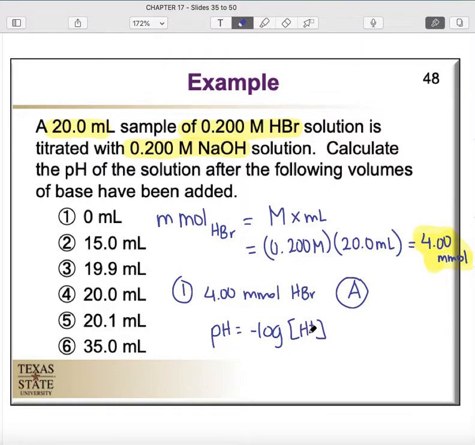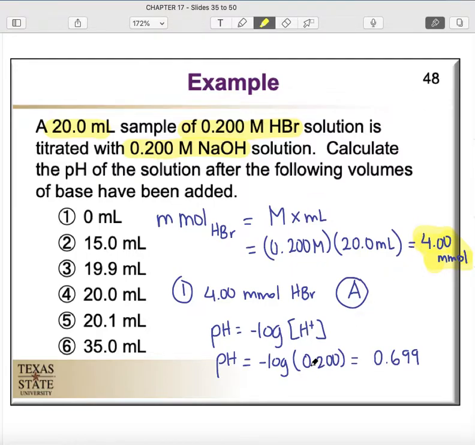What I need is the molarity. And I can just go back and use the molarity of that hydrobromic acid, because you know that the hydrobromic acid will completely dissociate, giving us 0.2 molar of hydrogen ion and 0.2 molar of bromide ion. So I can just plug in that 0.2. So the pH is equal to the negative log of 0.200, and that gives us a pH of 0.699. And we are done with this particular problem.